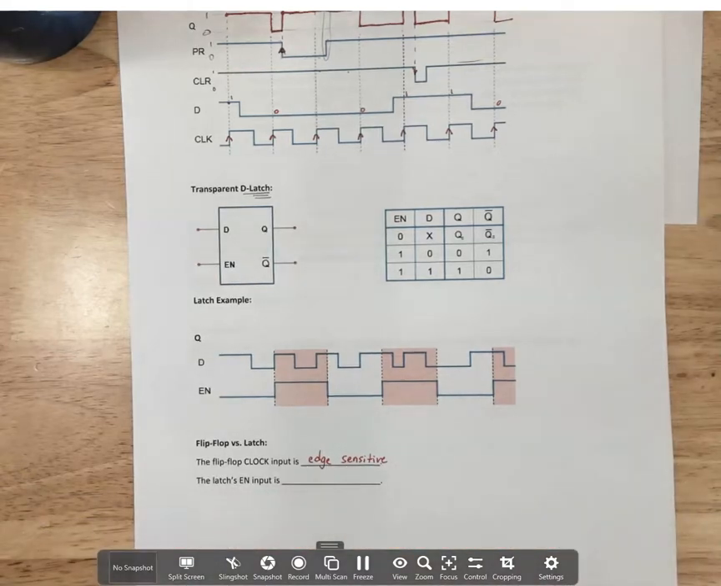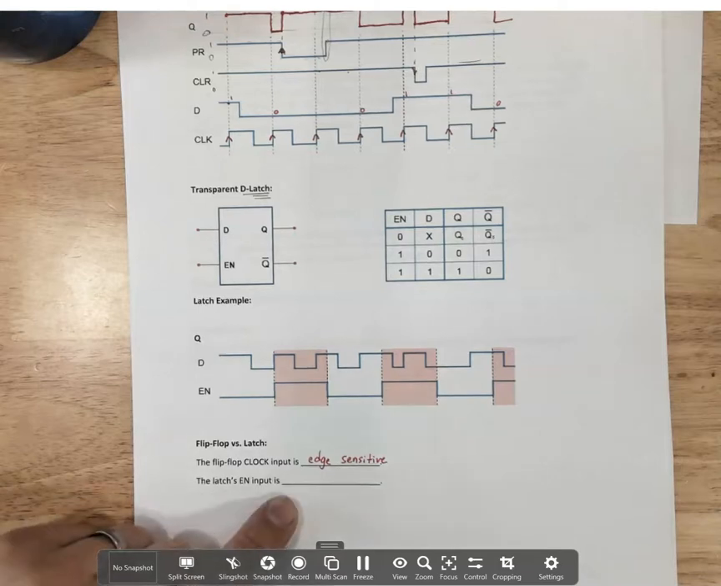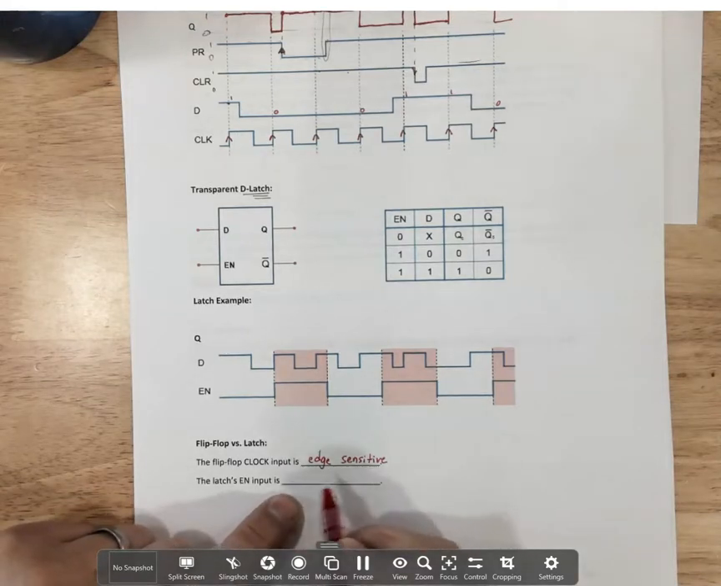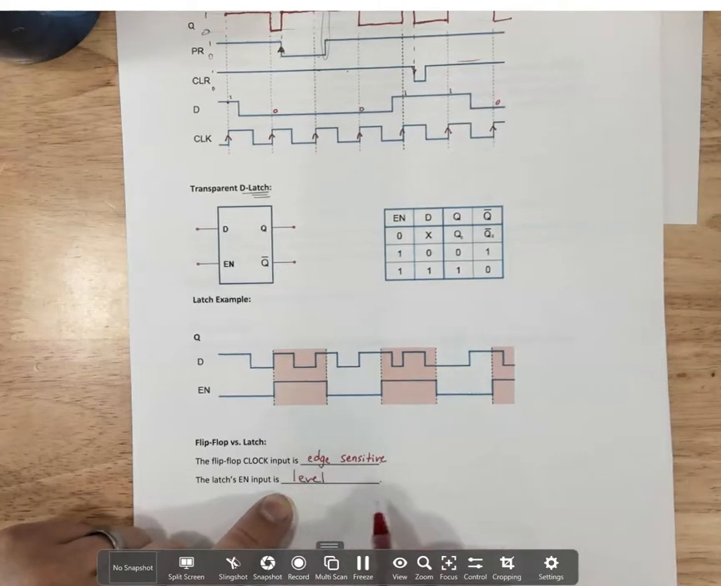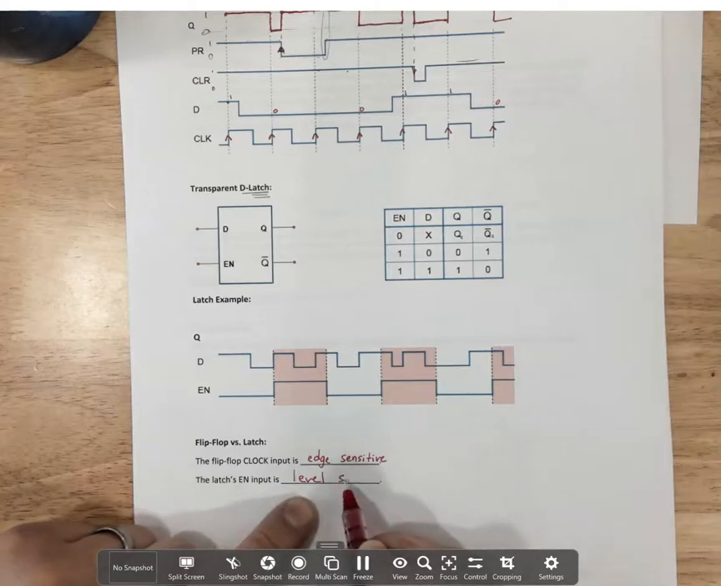The flip-flop was going to update and change its output on a rising or falling edge of the clock, right? The latch, though, it is not going to look at an edge. It is going to look at the level of the enable. Is the enable 0 or 1? We say it's level sensitive.